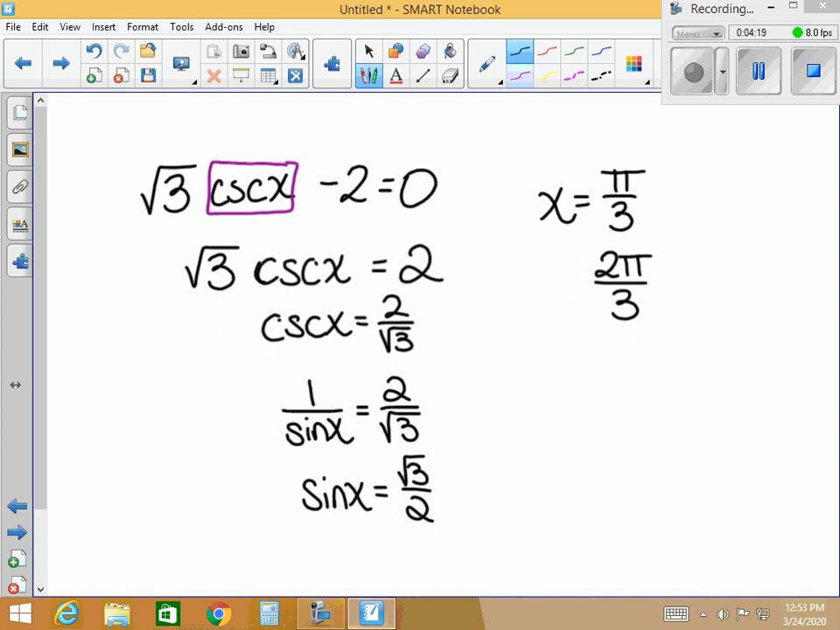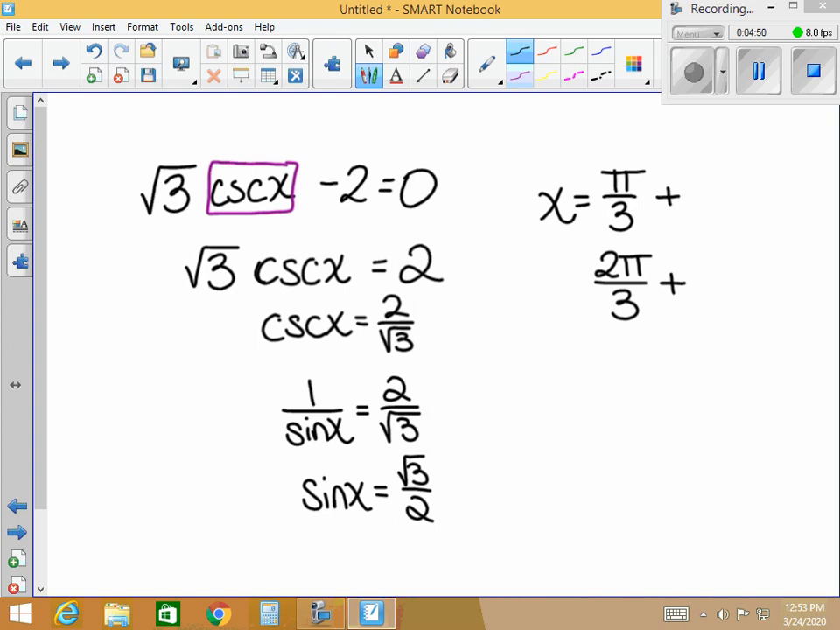But because the sine function is periodic, because it has a period of 2 pi, I know if I add 2 pi to pi over 3, or 4 pi, or 6 pi, or 8 pi, that would also be a solution. Or if I subtract 2 pi, or 4 pi, or 6 pi, or 8 pi, that would also be a solution. Same thing if I add or subtract a multiple of 2 pi to 2 pi over 3, those would all be solutions as well.